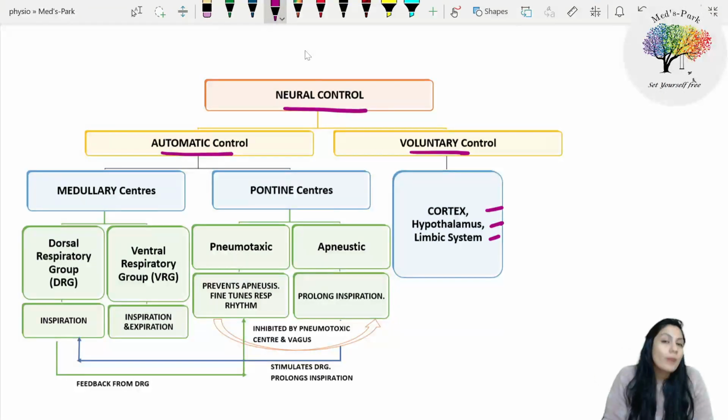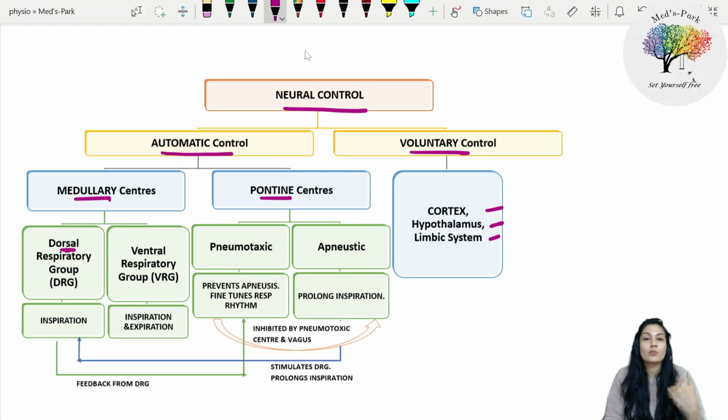Plus, in the automatic control, we do have medullary centers and pontine centers, which are the on-off switch. That is the medullary center, especially the DRG and the pre-Botzinger complex, which helps in the initiation of respiration. But the RAM signals and the I neurons are present in the DRG only. Then we do have VRG, which will have both types of neurons, that is I neurons and E neurons. The E neurons are present only and only in the VRG.